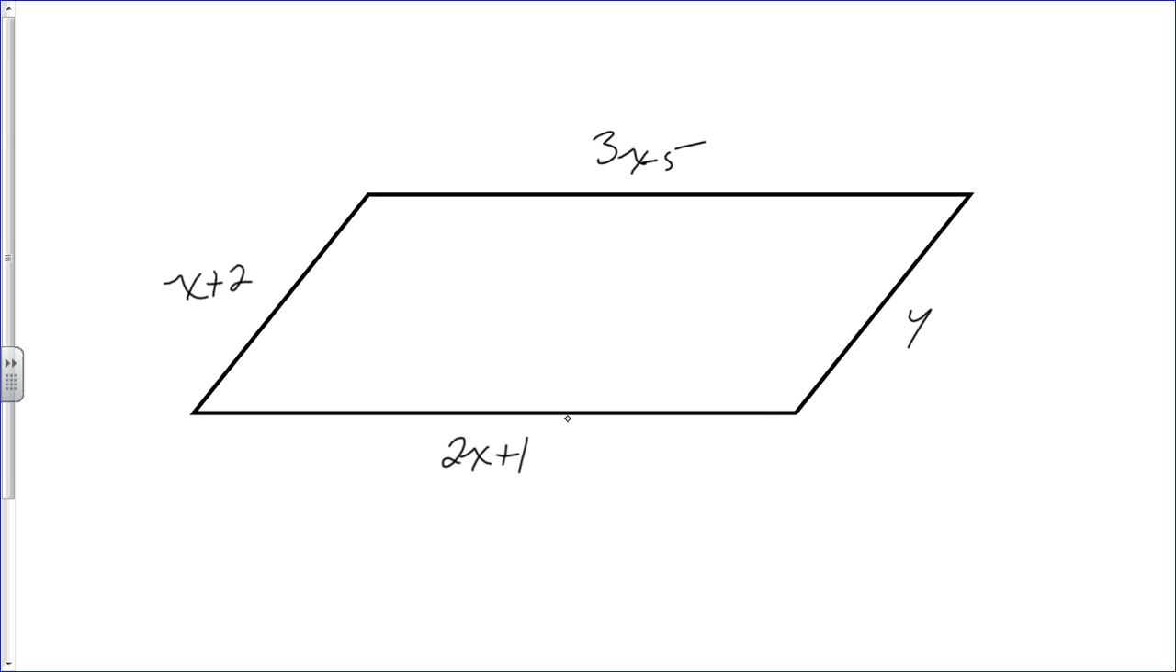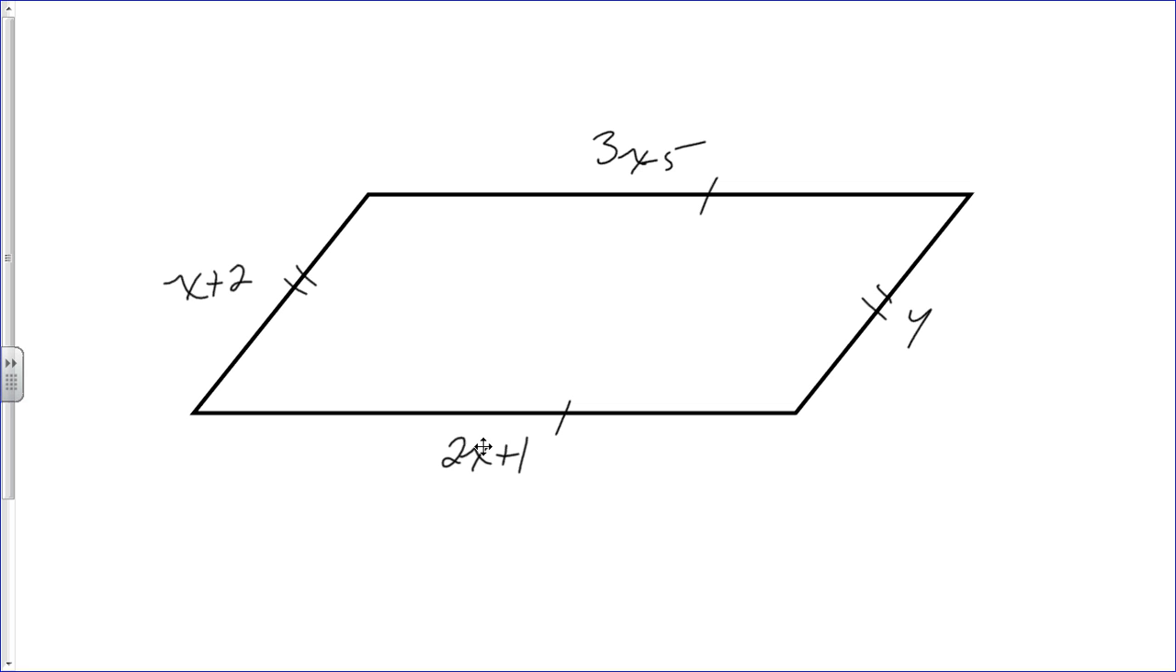What we want to do is find the values for x and y that make this a parallelogram. How are we going to do that? Well, in order for this to be a parallelogram, we know that opposite sides, because we don't have angles, so we have to concentrate on the sides. We have to prove that the opposite sides are congruent. So we need to prove this side's congruent to this side, and this side is congruent to this side.